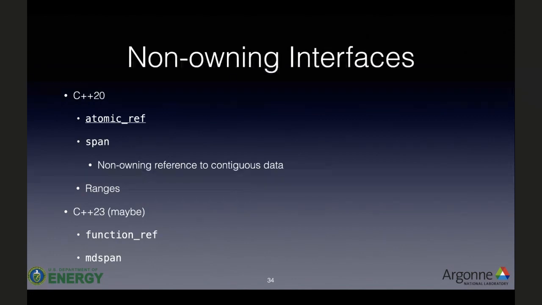And ranges have a bunch of also non-owning interfaces. And again, in C++23, I say maybe because we're still standardizing it. Function ref is again a non-owning interface to do function calls, whether it's a function object or a function pointer, and MD span, so multidimensional span. Those two things are coming. Hopefully, we can get them both in C++23. But again, until we actually ship a standard, no guarantees.